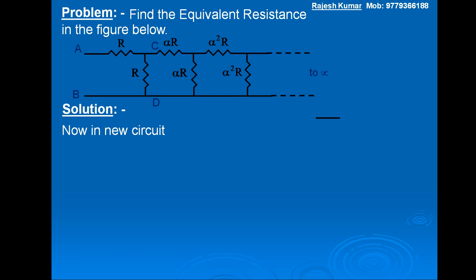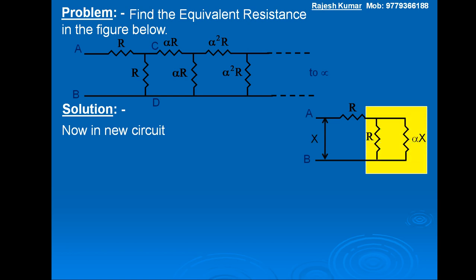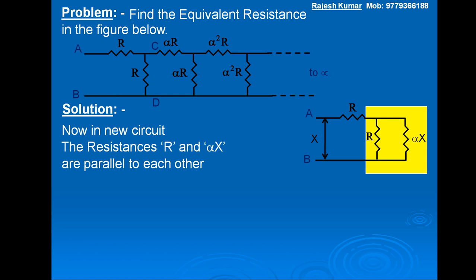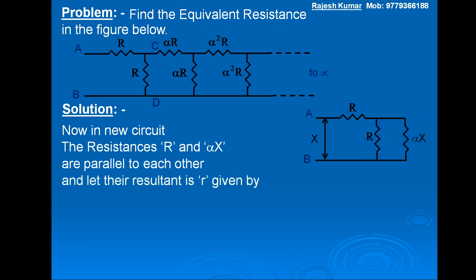Now this is the new circuit. The first element remains the same, containing two resistances R and R, and the resistance of the remaining part is alpha X, and between A and B the equivalent resistance is X. Now these two resistances in the new circuit, R and alpha X, are parallel to each other, and let their resultant be small r, given by small r equals product of resistances upon sum of resistances, that is, alpha X into R upon alpha X plus R. Put this as equation number 1.